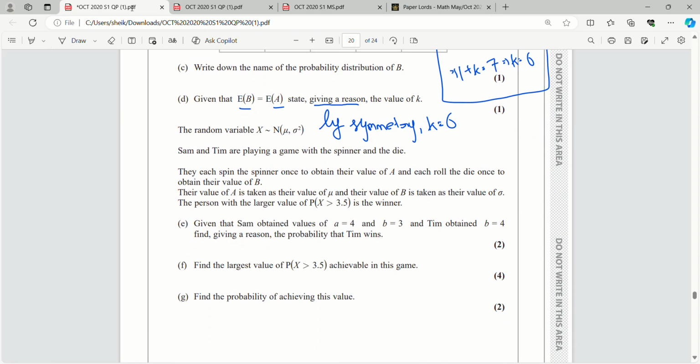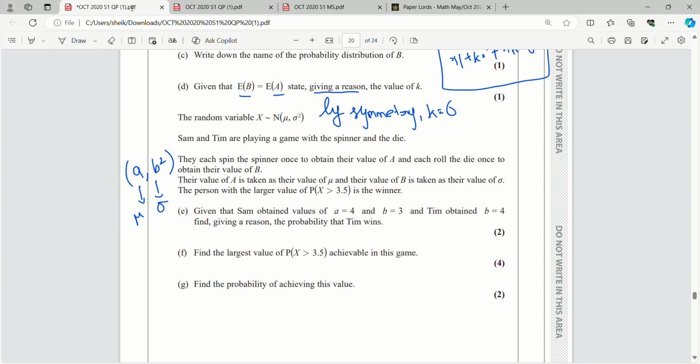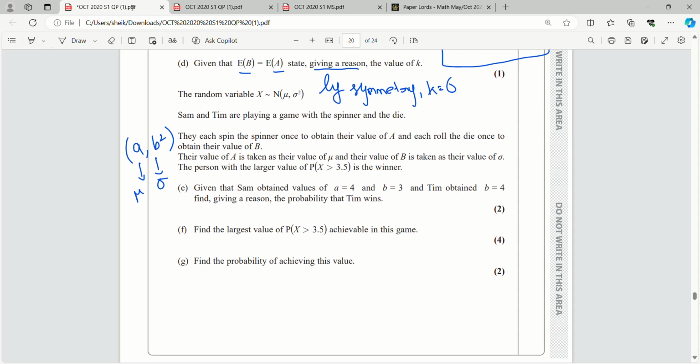Their value of A is taken as their value of mu, and their value of B is taken as their value of sigma. So I can say that the mean is A and the standard deviation is B squared. So A is the mean and B is the standard deviation. The person with the largest value of P(X greater than 3.5) is the winner. So anyone who scores greater than 3.5 is the winner.